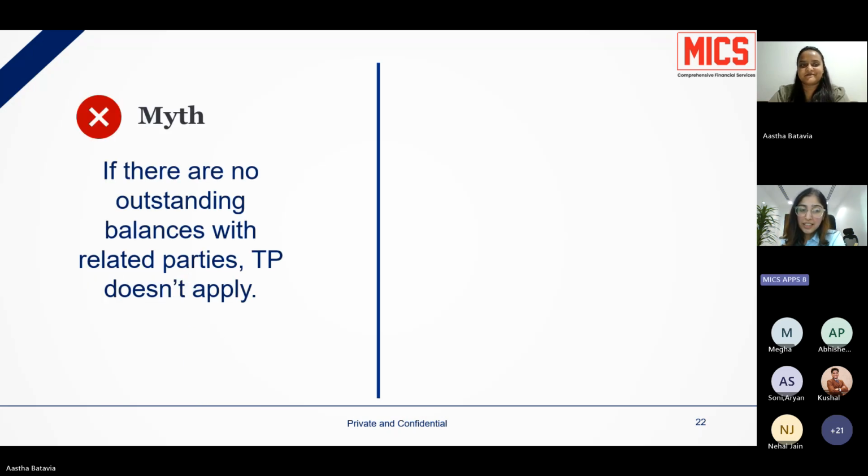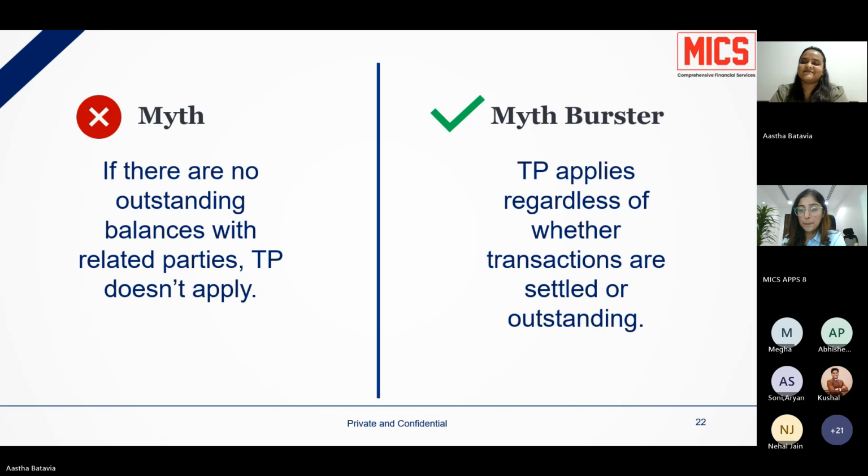If there are no outstanding balances with related party at year end, TP does not apply. Absolutely a myth. Can we see the myth buster? TP applies regardless of whether the transactions are settled or outstanding. So assuming, can we go to the example?